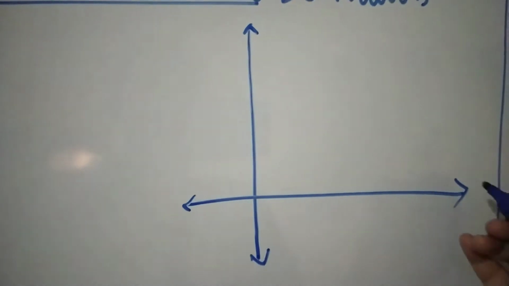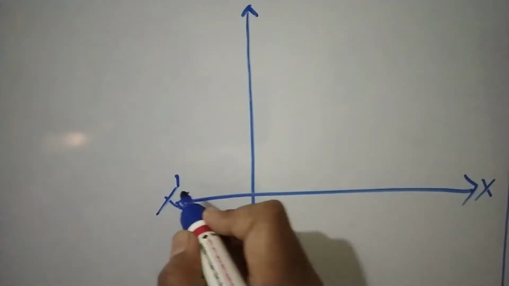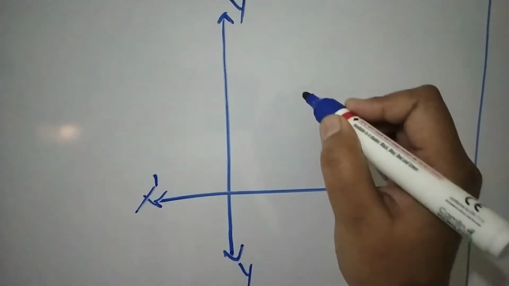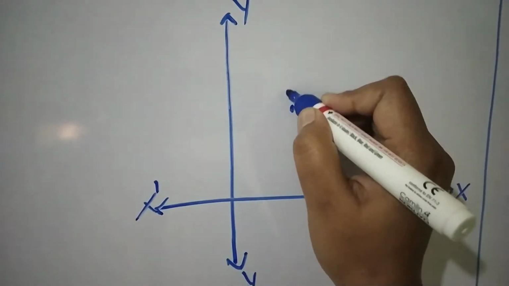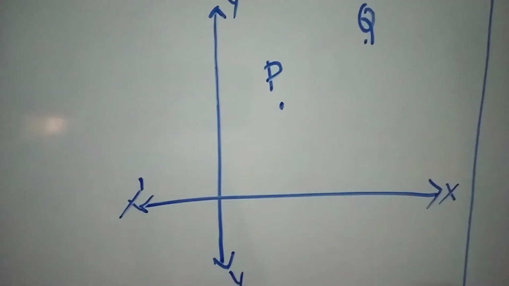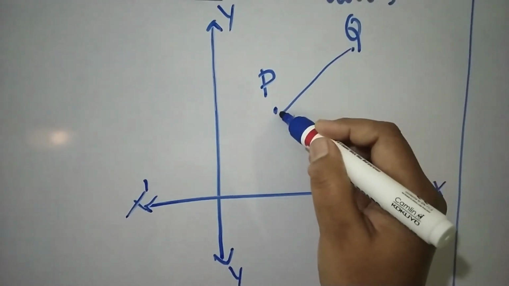Let's draw the coordinate plane where this is the x axis and this is the y axis. Let's mark any 2 points, say P and Q. These are the 2 points and we need to find the distance between P and Q.